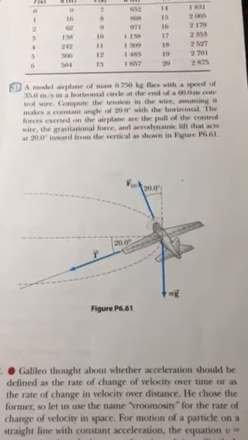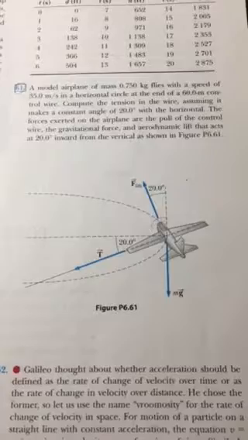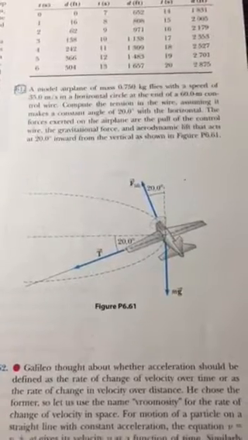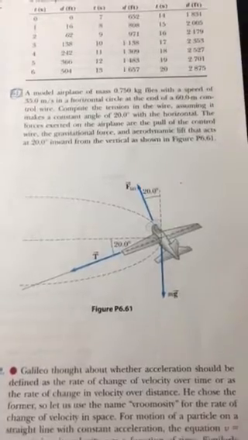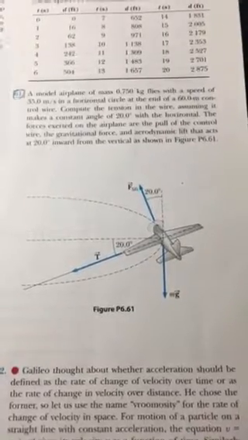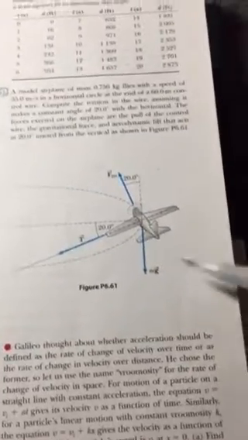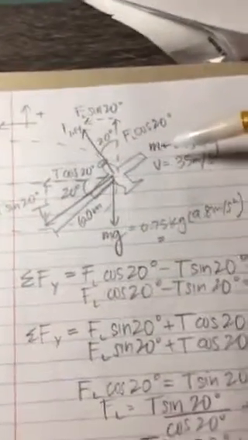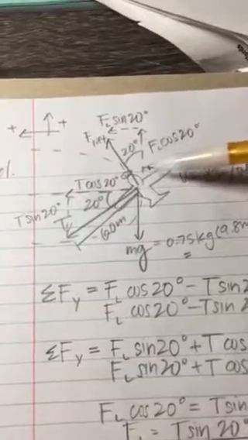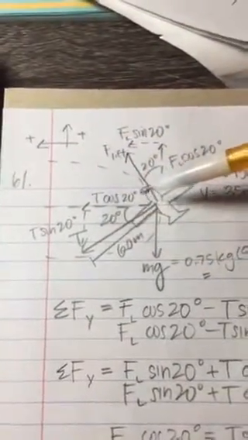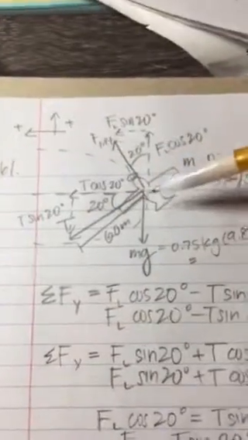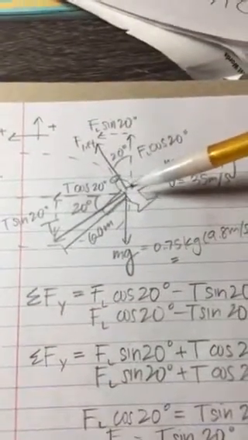The forces exerted on the airplane are the pull of the control wire, the gravitational force, and the aerodynamic lift that acts at 20 degrees inward from the vertical, as shown in figure P6.62. So they give you this nice diagram, which I copied over into my free body diagram. So we have this great looking airplane here. It's moving in a constant horizontal circle, and there are three distinct forces acting on it.